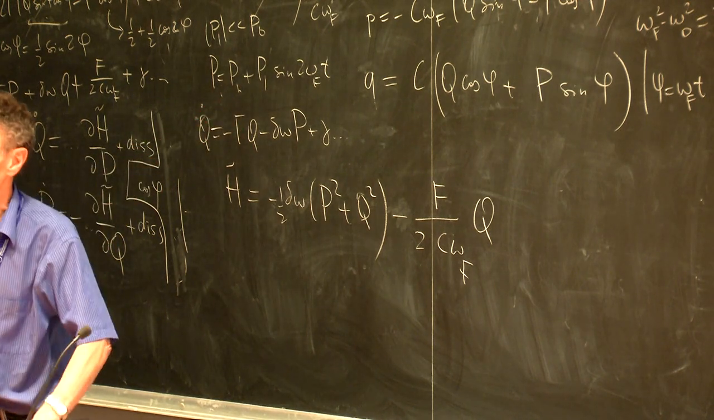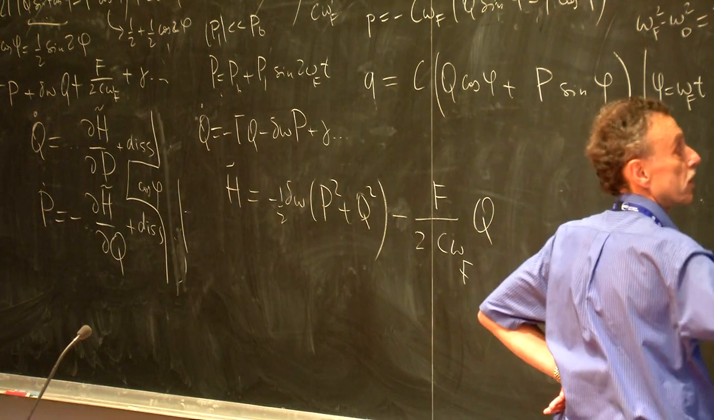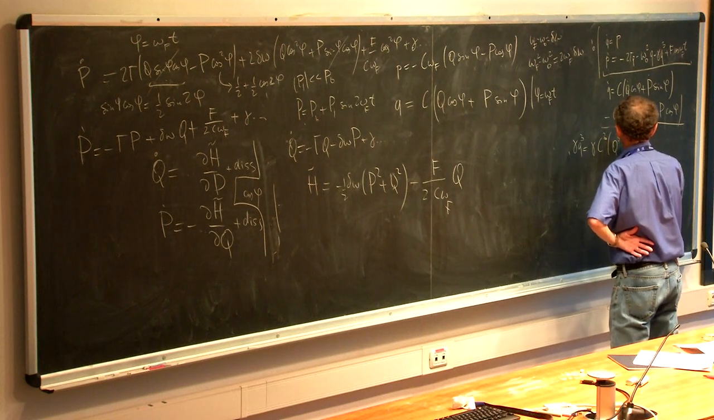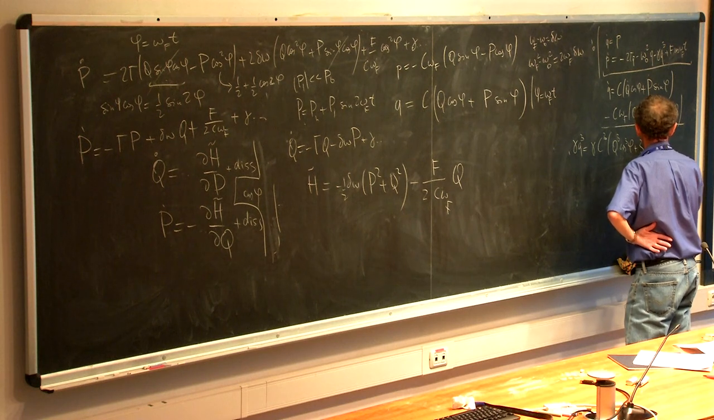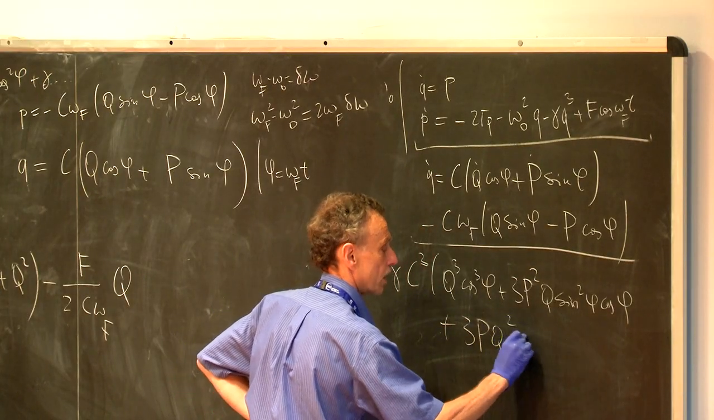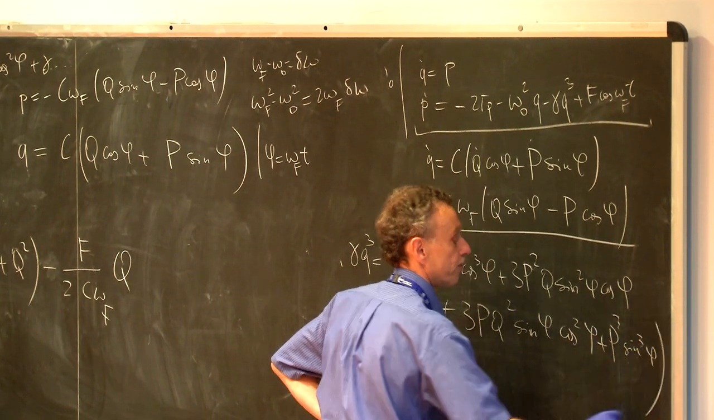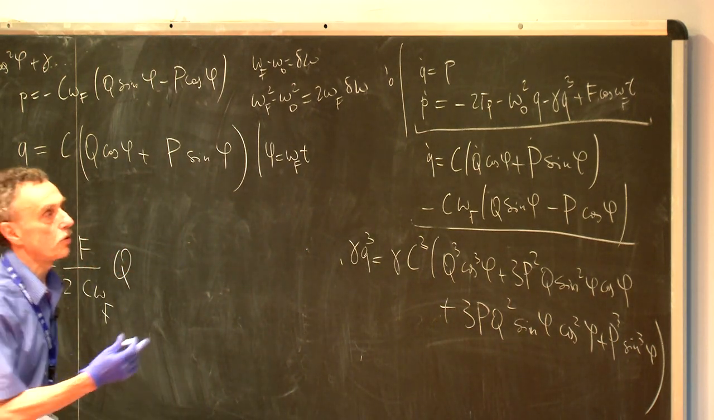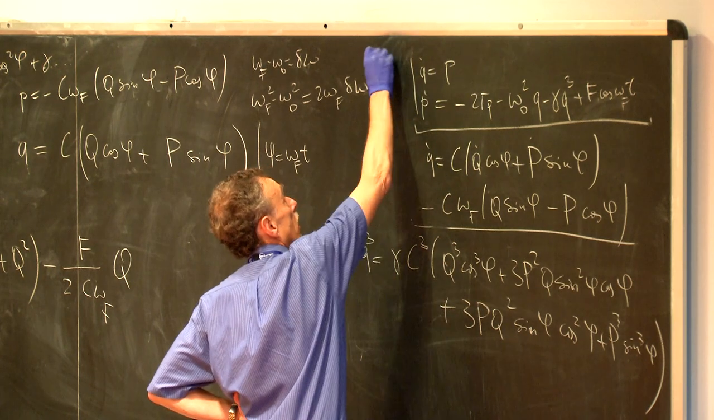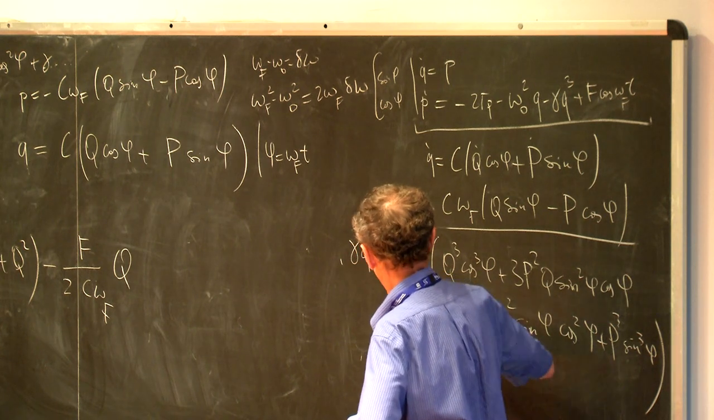And now I have to add nonlinearity to these equations, right? So how to do it? You remember I had this nonlinear restoring force, which was gamma C cubed, Q cubed cosine cubed phi plus 3P squared Q sine squared phi cosine phi plus 3p q squared sine phi cosine squared phi plus p cubed sine cubed phi. And you remember what I was doing with this equation. I plugged in q and p, and I was multiplying them in turn by sine phi, cosine phi, and adding and subtracting. And so I have to do the same with this term.